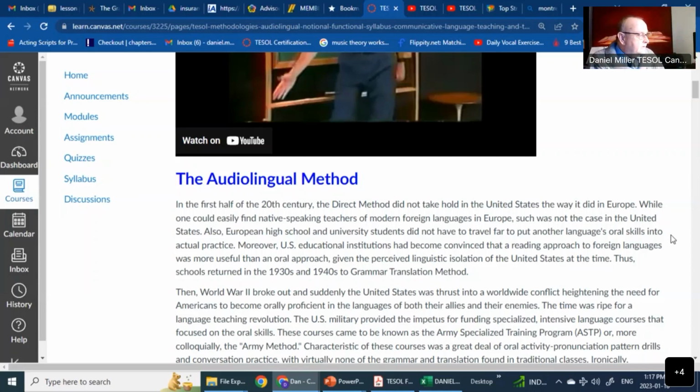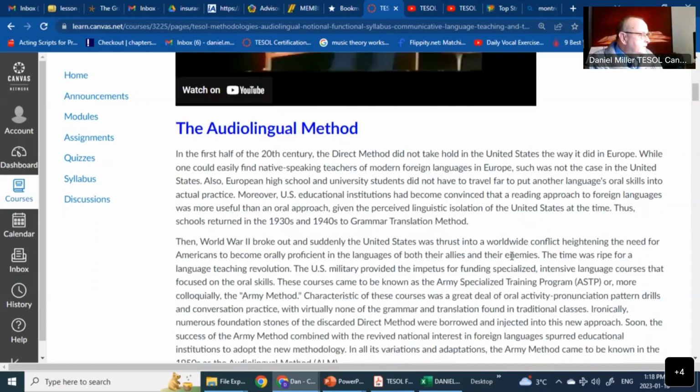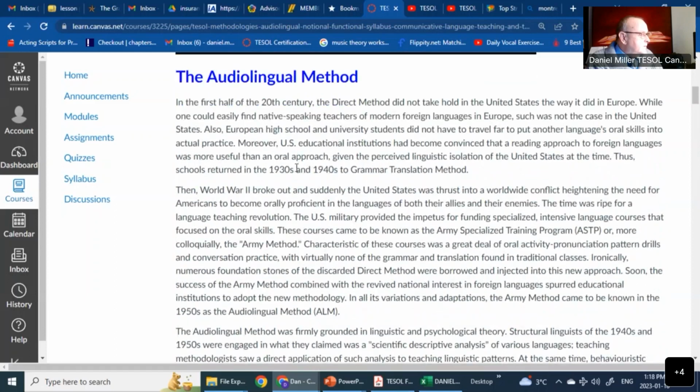But nonetheless, in the early part of the 20th century, in the United States, they really didn't see the need to learn a foreign language because they said, oh, we all speak English. Well, yes, it's true, but you have to be able to understand the English that's being spoken as well. So that was in the early part of the 1900s. But then in the 1930s and 1940s, schools returned to the grammar translation method. Now, World War II broke out in the early 1940s.